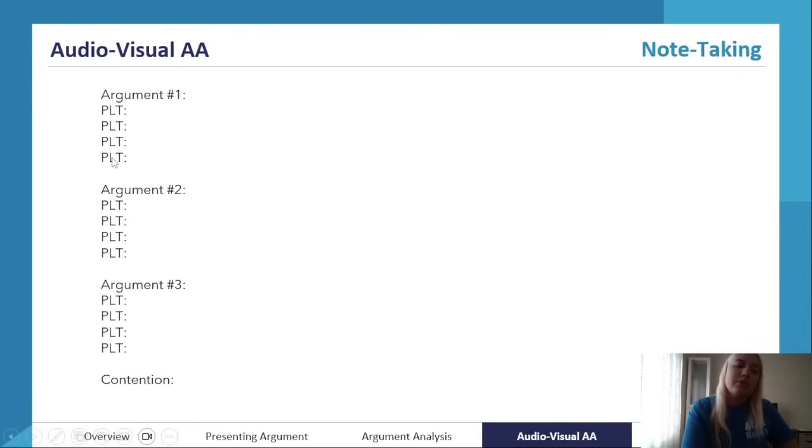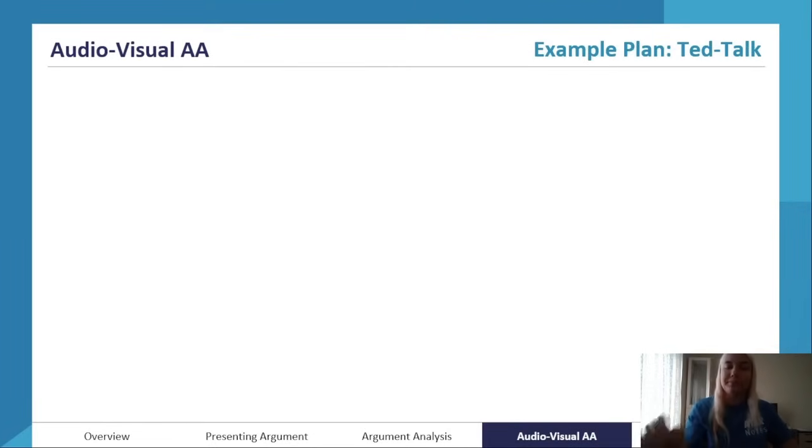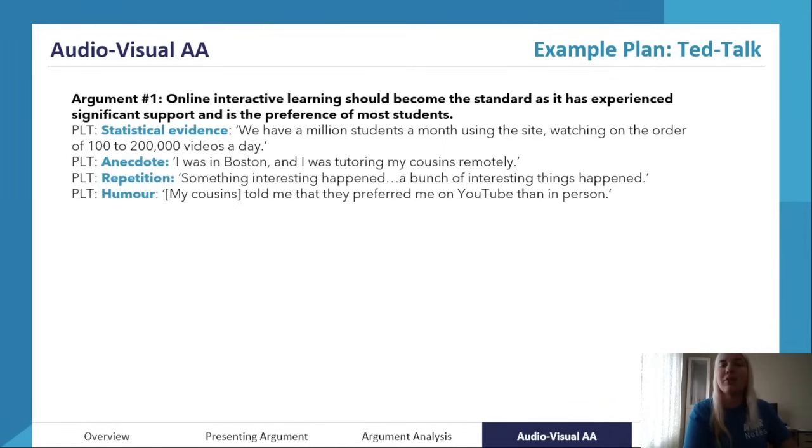Now, I also say to students, if your text is audiovisual, to be reflective of the text type, I would aim for a 50-50 balance in my analysis. So about 50% should be the same PLTs as you would see in a written text, and then the other 50% can be your body language, any visual element that's relevant or you can see, and vocal techniques. So let's have a look at an example plan of this plan being used.